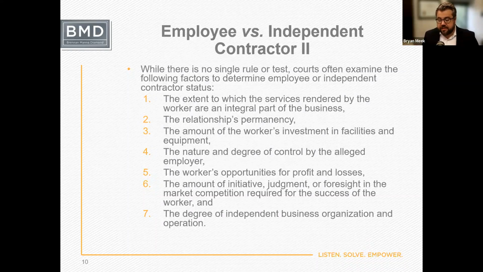Number 6, the amount of initiative and judgment or foresight in the market competition required for the success of the worker. That's super complex, but again, that just kind of goes down to, do they need to run a business in order to be successful? And that actually translates into 7, do they actually have a business organization? Those are the factors. Again, definitely speak with your attorney if you have people classified as contractors that, after hearing these factors, you're now pausing and saying, hey, I'm not so sure anymore.